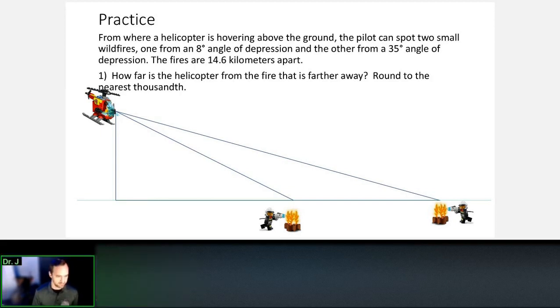Okay. Now, I would like everyone to take their awesome diagram that they created. I want you to go through and label everything that you possibly can. Label, so no calculations. I don't want you to solve for the distance from the helicopter to the fire that's furthest away. I want you to just label the parts. So label all the angles that you can, and then put in the distance that is given.